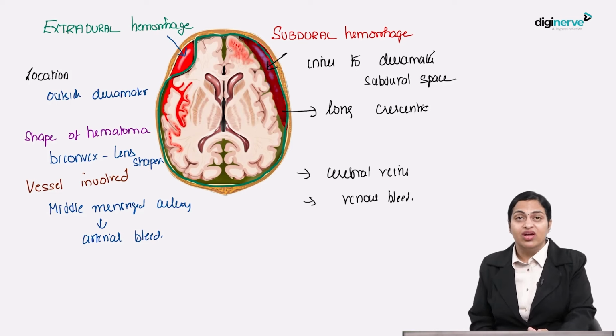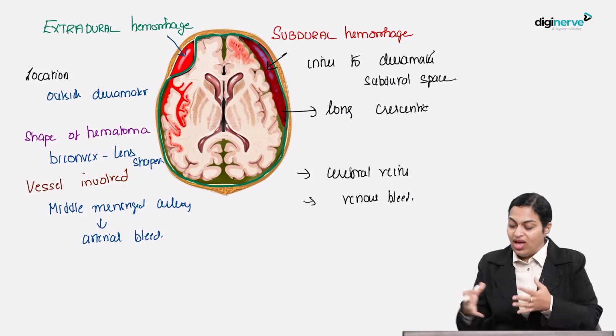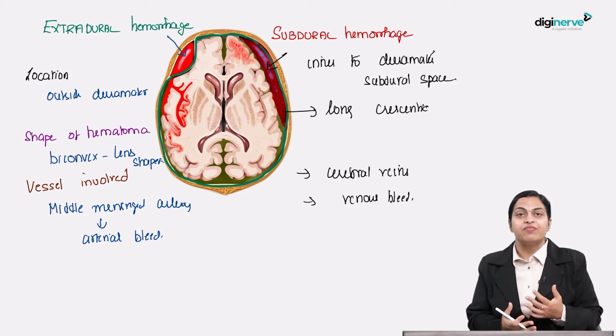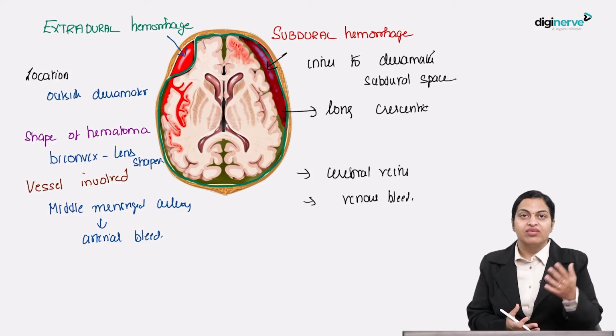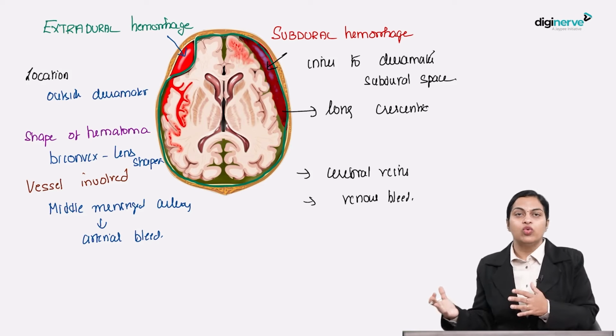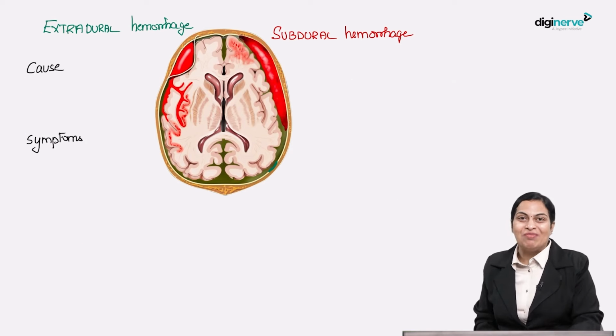Okay, in both the conditions, because of the enlarging size of the hematoma and the parenchyma getting compressed, the patient will present with symptoms related to raised intracranial tension. It can manifest as headache, vomiting, the cognition can be impaired, and yes, the patient can move on to unconsciousness or coma.